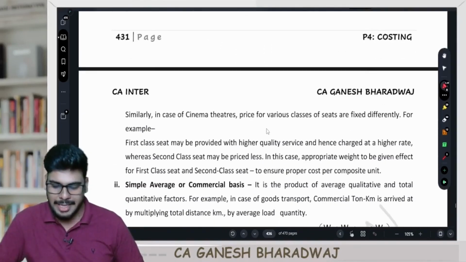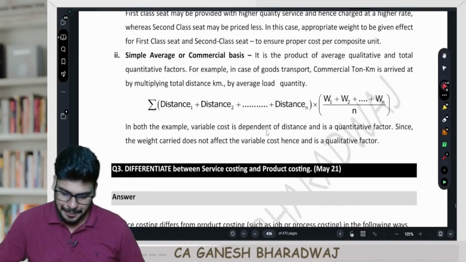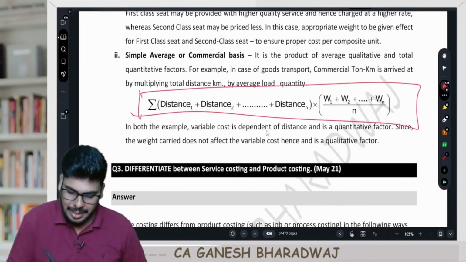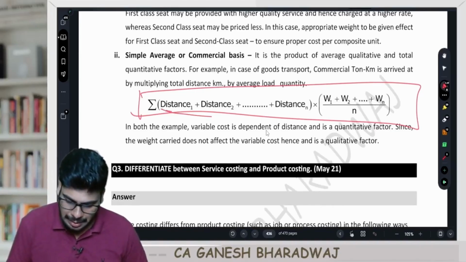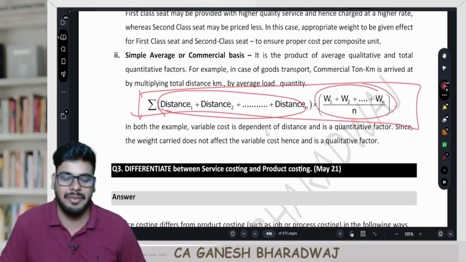If you want, you can take an example and even put it with numerical figures if they have asked. Clear with this? That's about it. So whatever we have done, they have just given it in a statistical format. So first, sum total of simple average means what? Sum total of all the distances plus a simple average of the weight carried.